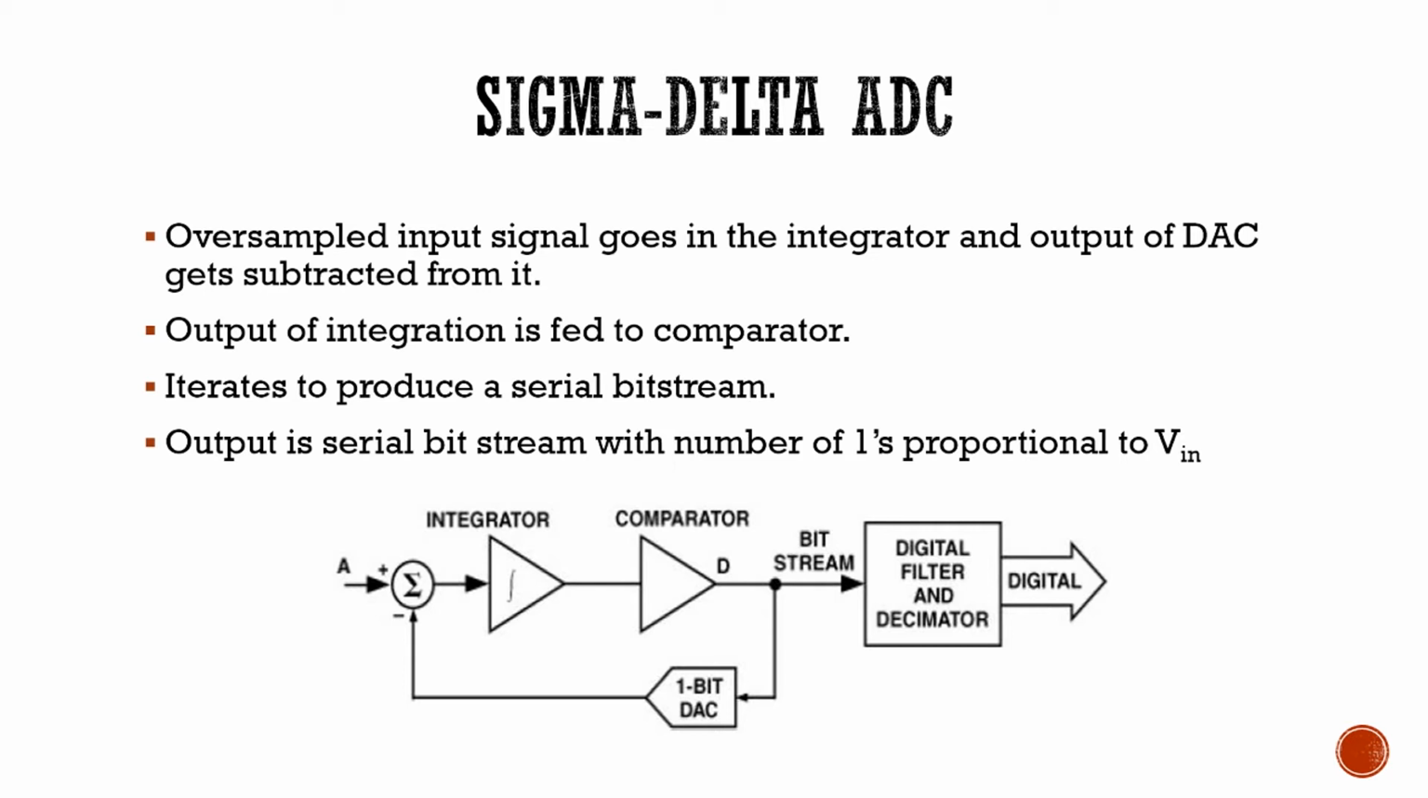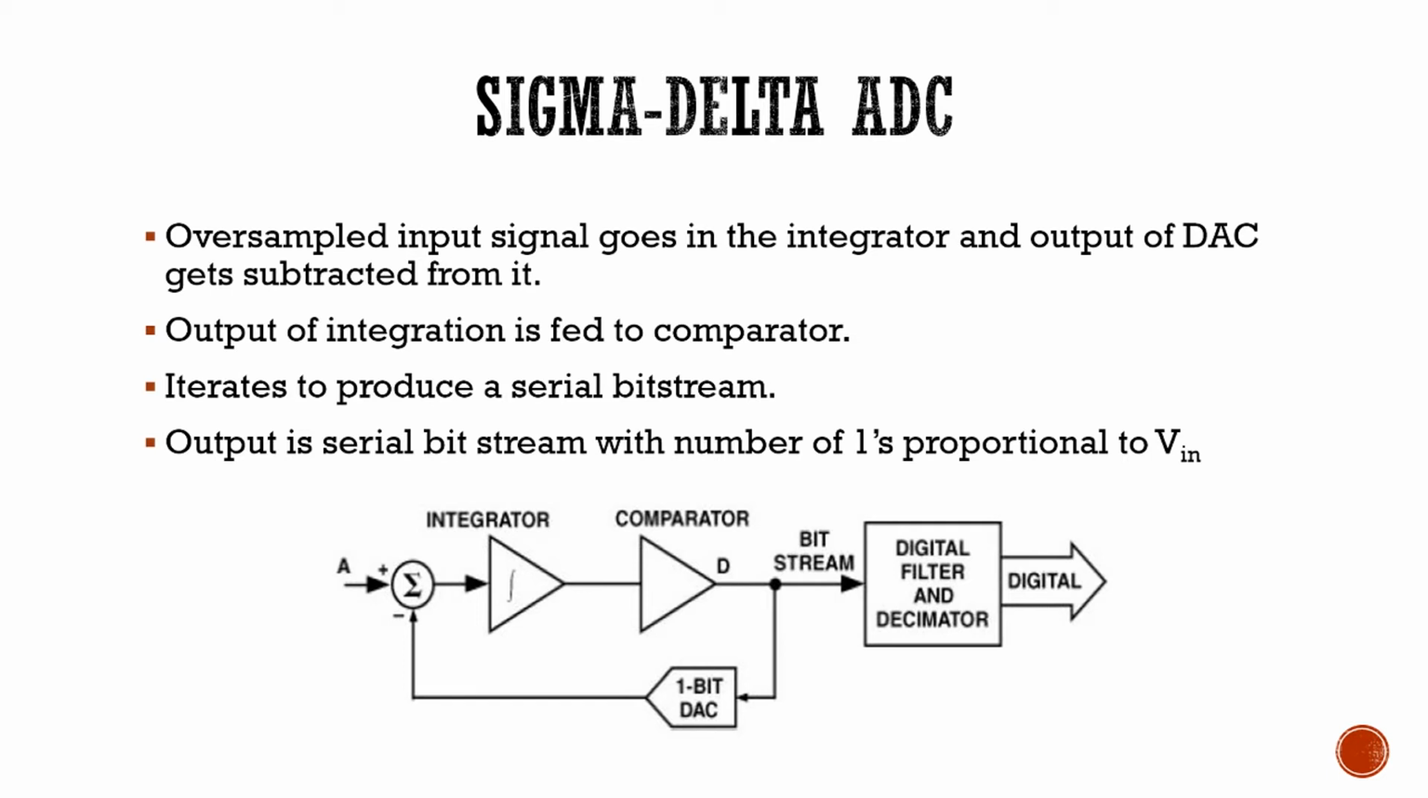Moving on, we are going to discuss about sigma delta ADC, which takes a different approach when compared to other ADC architectures. Its basic form can be seen in the figure below, and it contains an integrator, a comparator, and a single bit DAC. The output of one bit DAC is subtracted from the input signal, and the resulting signal is integrated. The integrated output is then fed to the comparator and is compared with the ground voltage. The output of comparator is either 1 or 0 depending on the integrated signal.